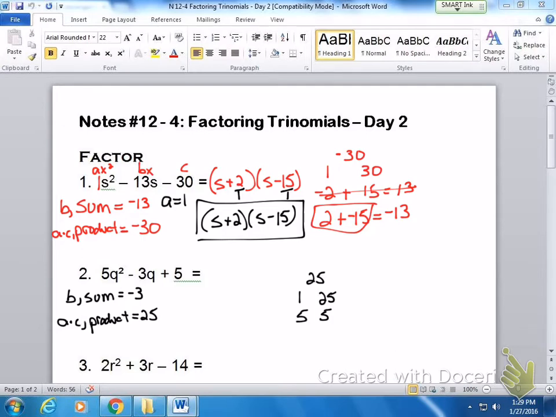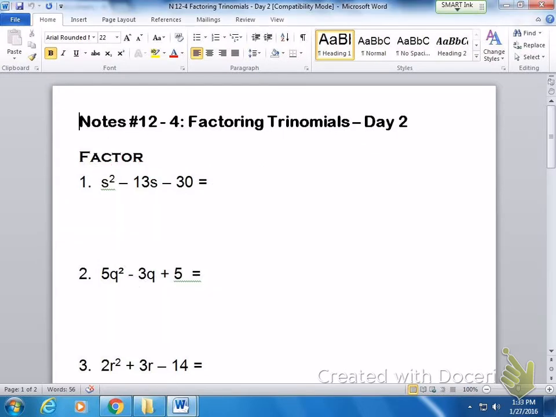So since nothing works to give me negative 3, that means my answer is prime. If you can't find numbers over here that add together to give you the number over here, and you better check first, because if you go through too fast, you're going to end up messing it up, then the answer is that they are prime. And that's all you have to show. Let's go on to the next one.